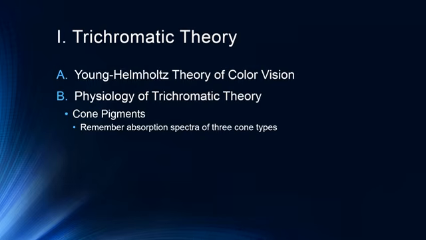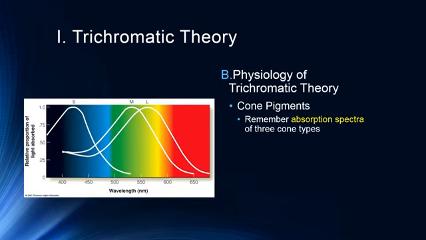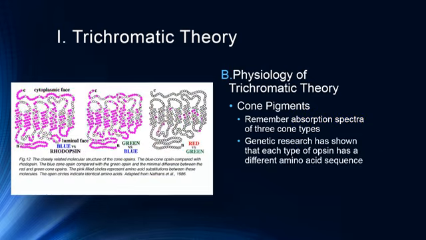What Young and Helmholtz proposed in their trichromatic theory is that the three cone photopigments are responsible for these three different wavelength phenomena in creating color vision. Remember, there are different absorption spectra for the three different cone types. The short wavelength cones absorb light best at about 420 nanometers. The medium wavelength cones are at about 520. And the long wavelength cones are at about 580. So these different absorption spectra of the three cone types are responsible for our ability to process color vision.